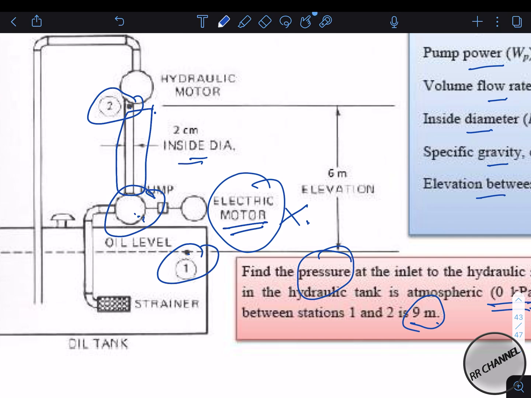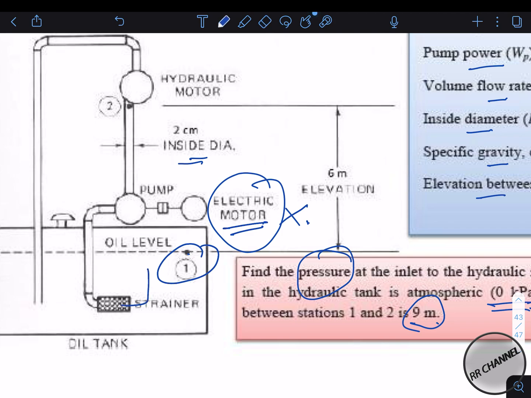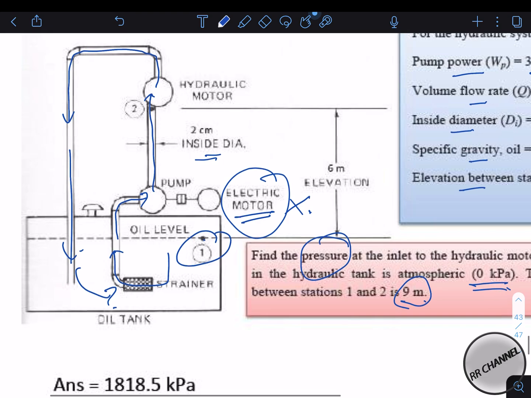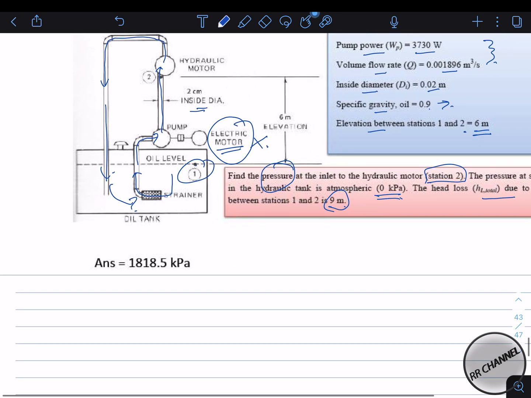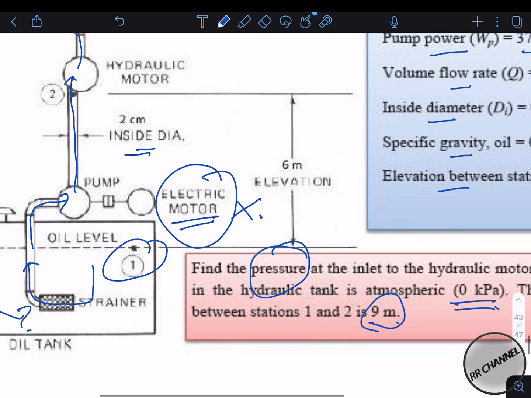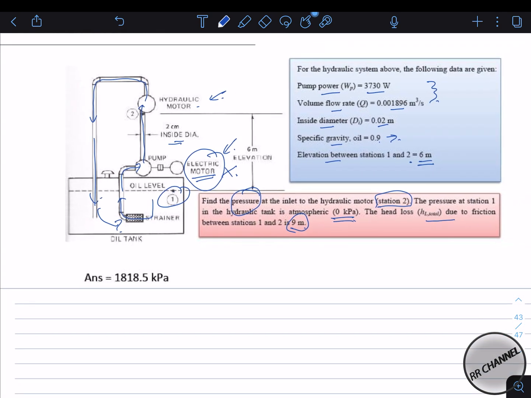And point 2 is basically the inlet of the hydraulic motor. If you understand the flow of this process, the oil comes from the reservoir here and then goes into the pump, then goes into the hydraulic motor, then the hydraulic motor produces power, and the remaining fluid goes back to the reservoir. So it is a cycle here. From point 1 to point 2 there is basically no hydraulic motor, so in your Bernoulli equation you do not need to put the HM term to represent the hydraulic motor. Don't confuse the electric motor and the hydraulic motor because they are different. For the electric motor the input is electrical energy, while for the hydraulic motor the input is fluid energy. But both produce mechanical power output.